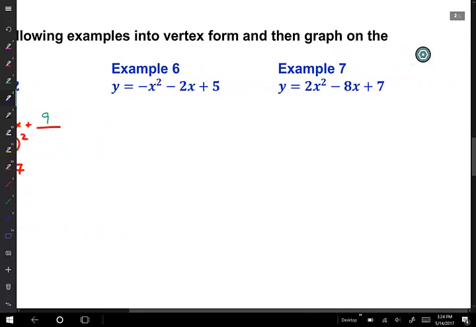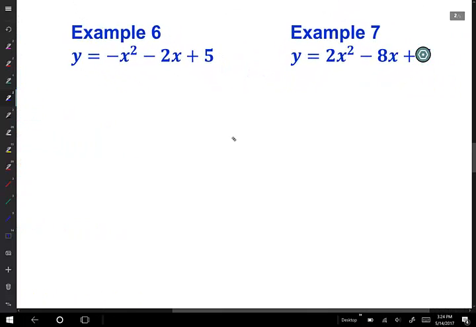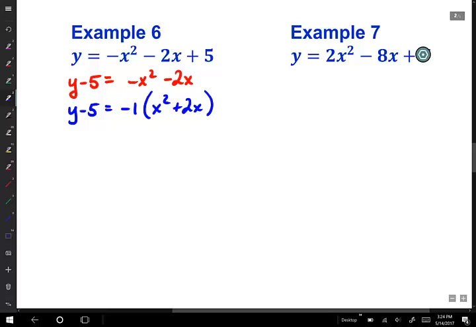Let's look at example 6. First off, just like before, we're going to move the 5 over to the other side. We have negative x squared minus 2x. Now, new step here, we're going to factor out that negative 1. So negative 1 parentheses x squared plus 2x, because the x squared needs to be positive. Now we're going to add in the blanks to both sides. So plus blank equals negative 1 (x squared plus 2x plus blank).